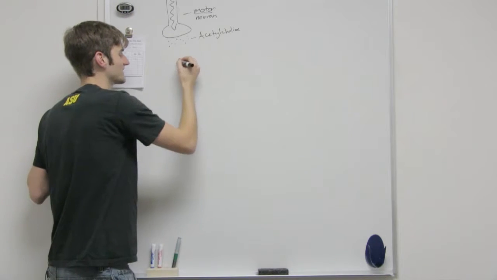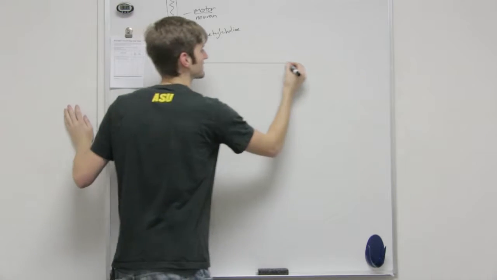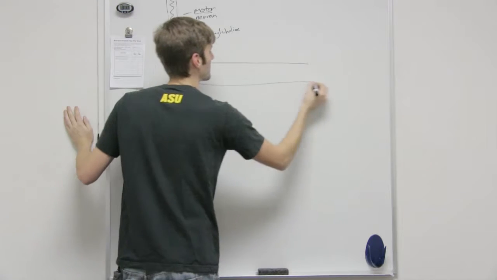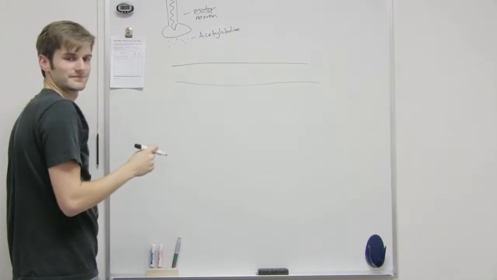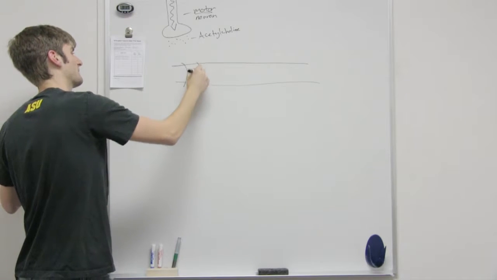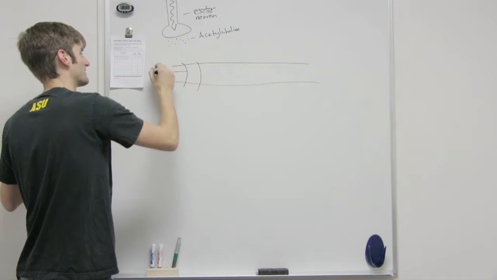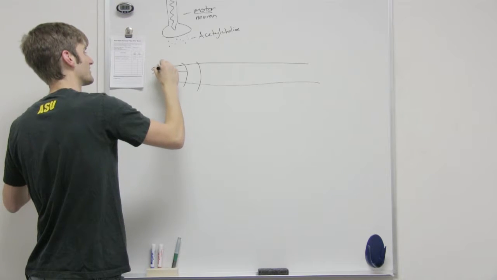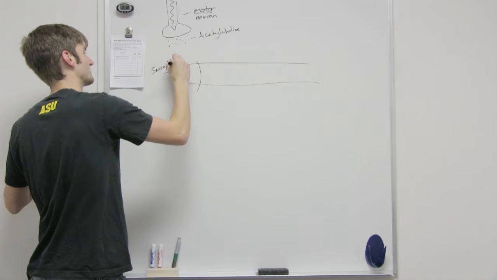Now, inside our muscle cell, we have these little cylinders called myofibrils. There's an organelle that wraps around it, and that's called the sarcoplasmic reticulum.